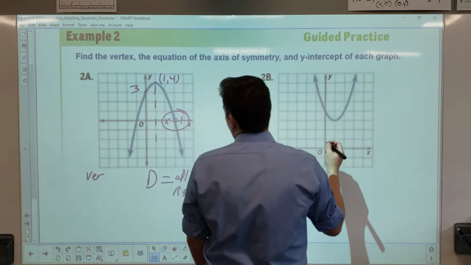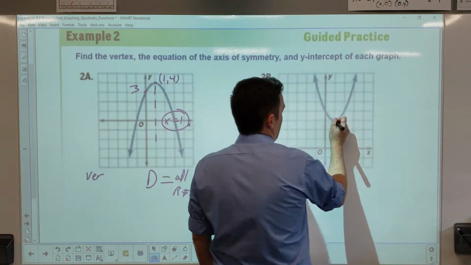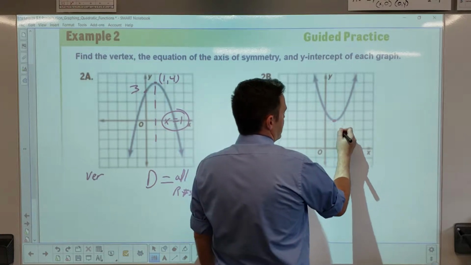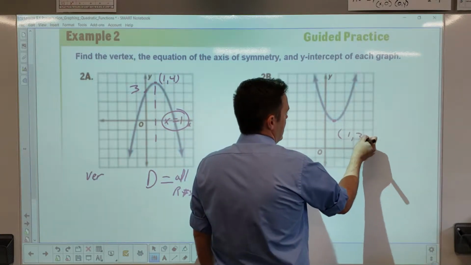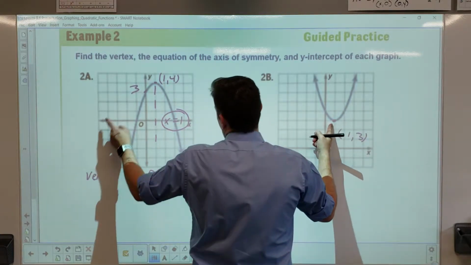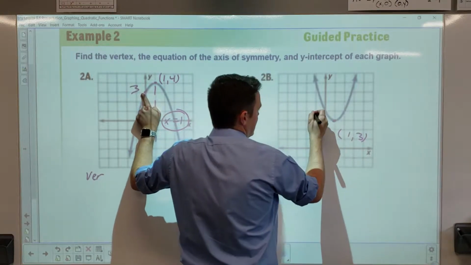Here on this one, it's going to be the same setup. Axis of symmetry, your vertex is going to be (1, 3). My y-intercept is going to be 4.